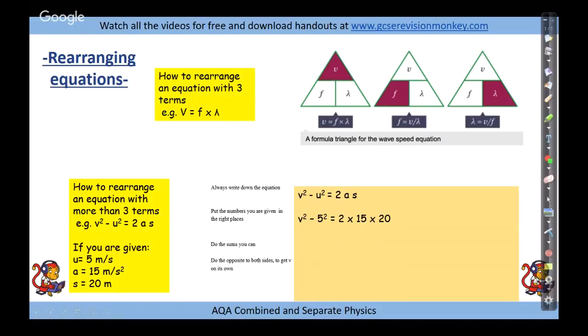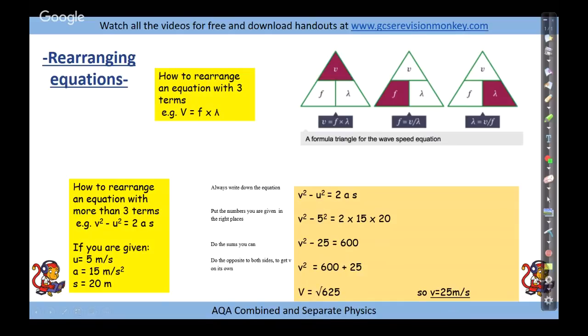So write it out again, but this time we can do our 5 squared, and we can do this sum over here, just to simplify it a little bit. So we've got V squared minus 25 equals 600. Now we want V on its own, so we've got to get rid of the minus 25 first. So get rid of the minus 25: 600 plus 25 equals V squared. Then, once we've added those two together, and it's 625, we've got to take the square root of both sides.